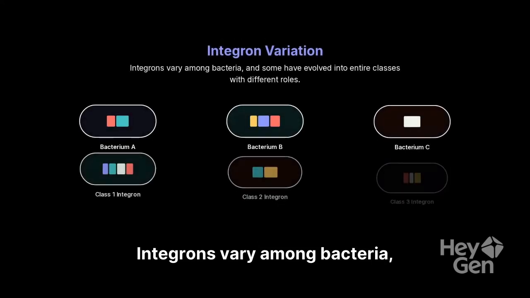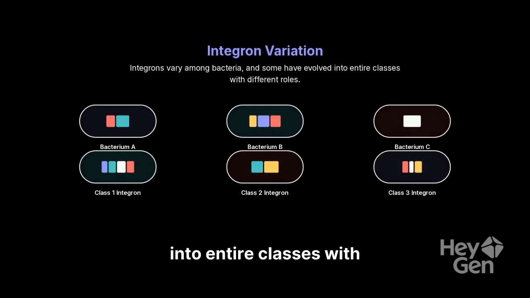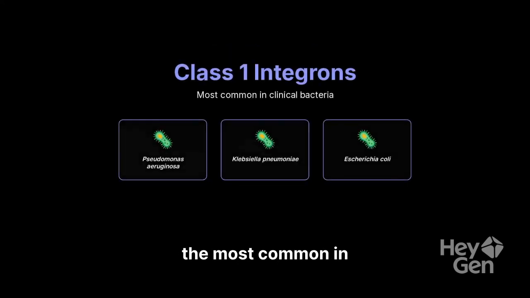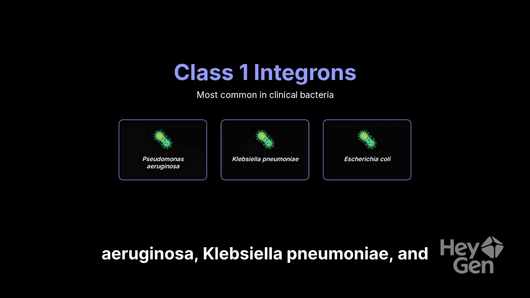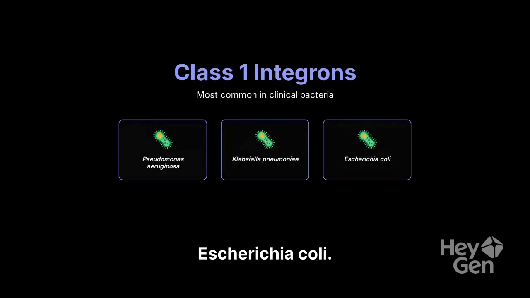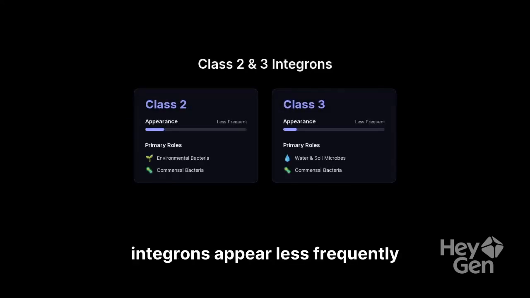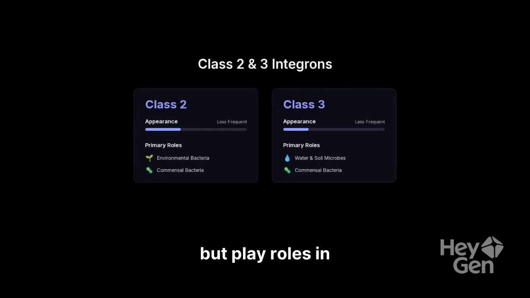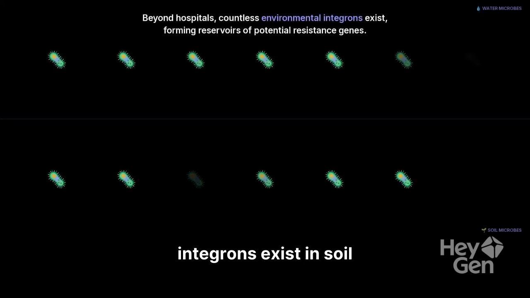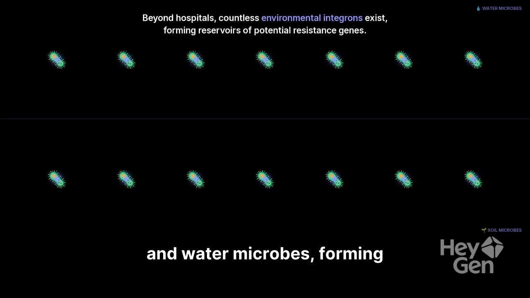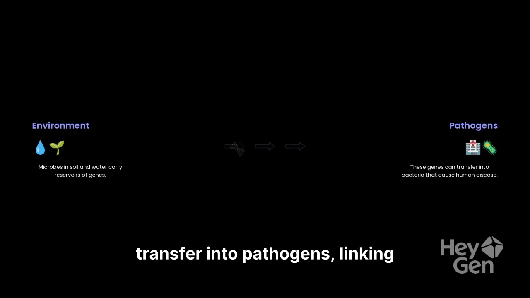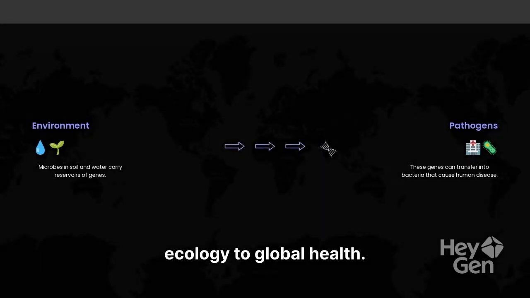Integrons vary among bacteria, and some have evolved into entire classes with different roles. Integrons are divided into several classes based on their integrase gene sequences. Class 1 integrons are the most common in clinical bacteria like Pseudomonas aeruginosa, Klebsiella pneumoniae, and Escherichia coli. Class 2 and 3 integrons appear less frequently, but play roles in environmental or commensal bacteria. Beyond hospitals, countless environmental integrons exist in soil and water microbes, forming reservoirs of potential resistance genes. These environmental integrons can transfer into pathogens, linking ecology to global health.